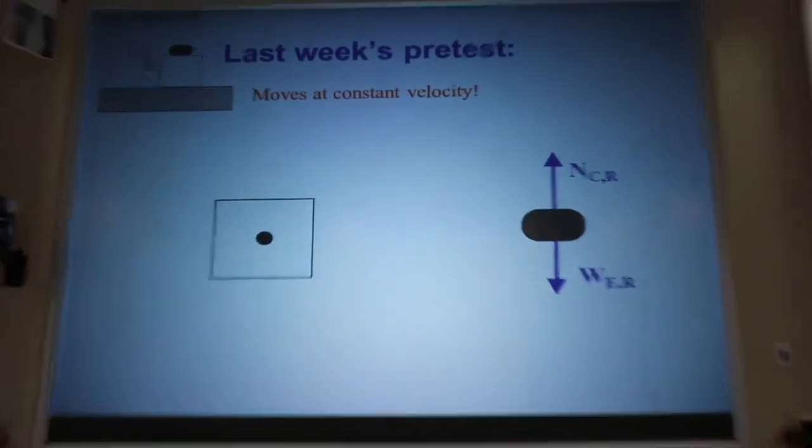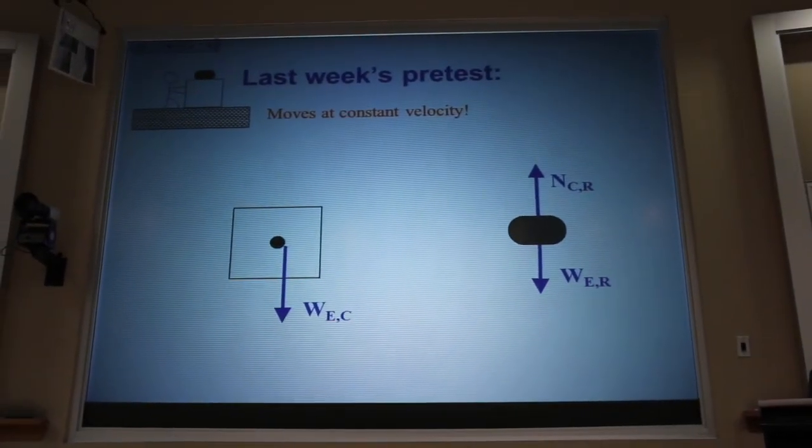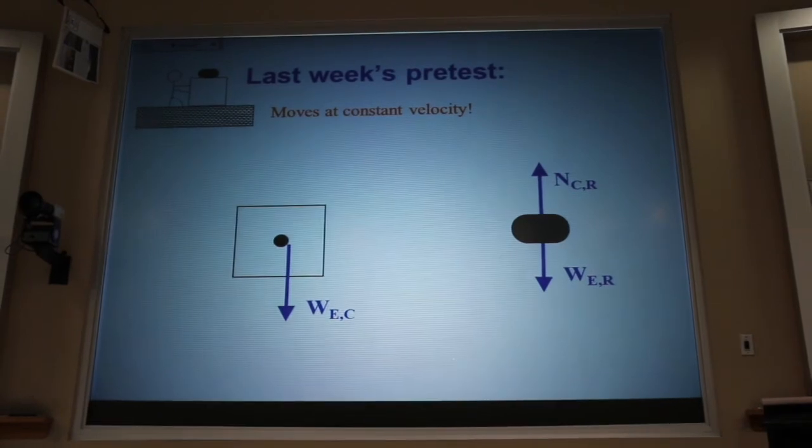Now let's draw a free body diagram for the crate. The first force I put on any diagram is the gravitational force. Then I ask, are there any magnets? No. What touches the crate? Well, the rock. And if the crate pushes up on the rock with a normal force, by third law, the rock will push down on the crate with a normal force.